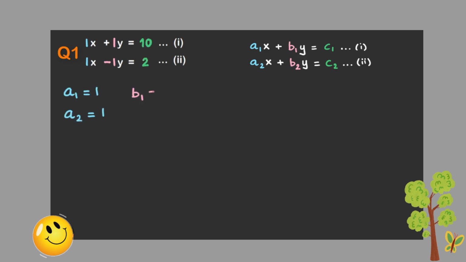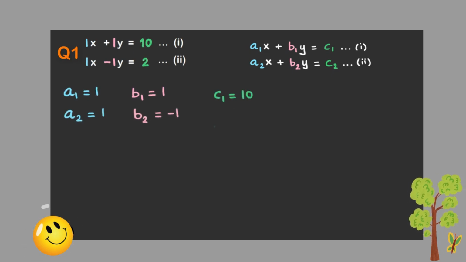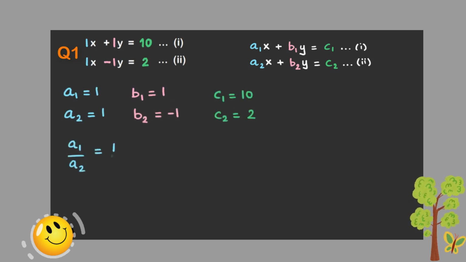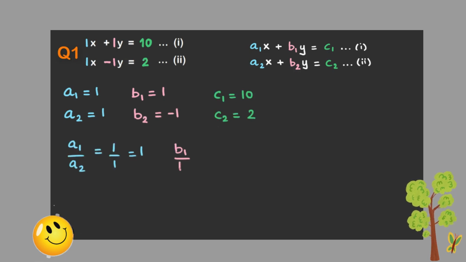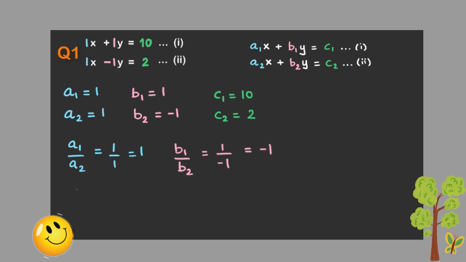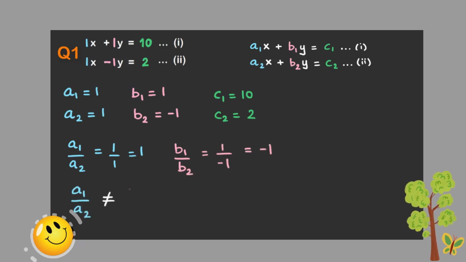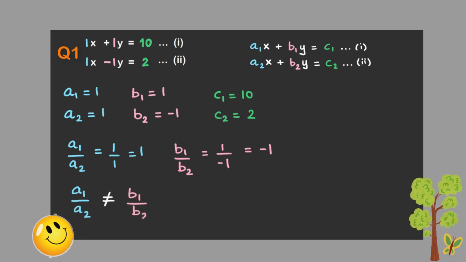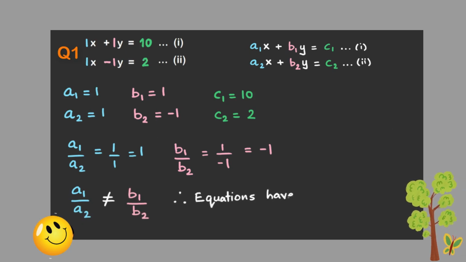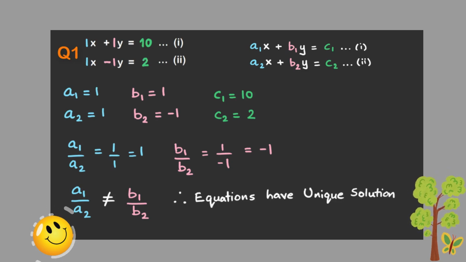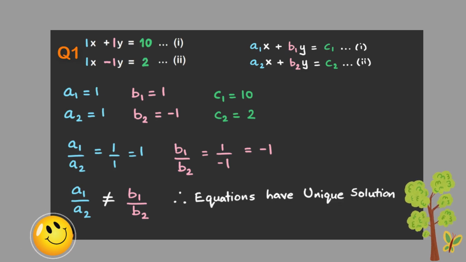Let's write down all the coefficients clearly. Let's calculate a1 by a2. So that's going to be 1. b1 by b2 is going to be minus 1. Can you see that a1 by a2 is not equal to b1 by b2? So this is our case 1. Therefore, the equations have a unique solution. Using this method, we know that these 2 equations have a unique solution even without solving the equations.